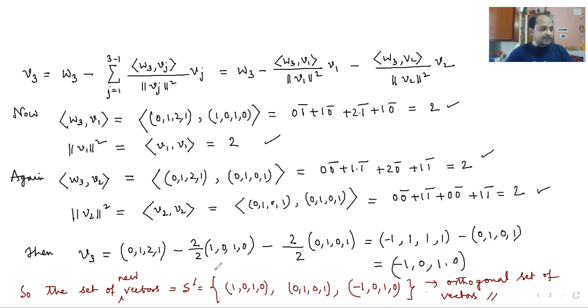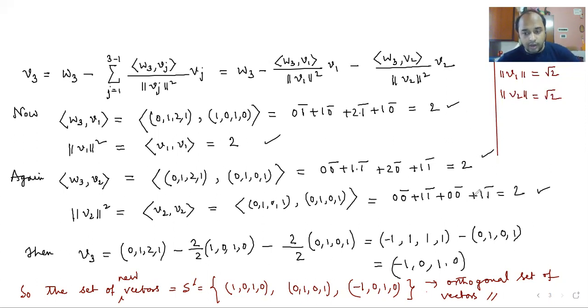And you know how to normalize a vector. In the previous class, I told you the vectors will be divided by its norm. So here I am writing, what is norm V1? Norm V1 square was 2. So norm V1 is root 2. What is norm V2? Norm V2 square was also 2. So norm V2 is root 2.